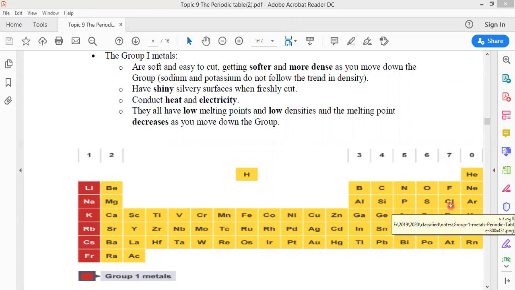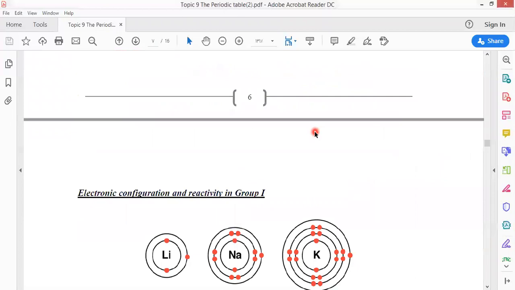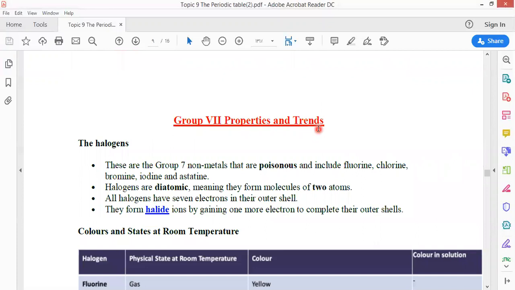Because we said before, on the left of the periodic table, we have metals. On the right of the periodic table, we have non-metals. And between metals and non-metals, there are elements which are called semi-metals, or metalloids. Whatever, group number 7 are non-metals. Today, inshallah, I'm going to talk about group number 7, which is called non-metals, halogens.